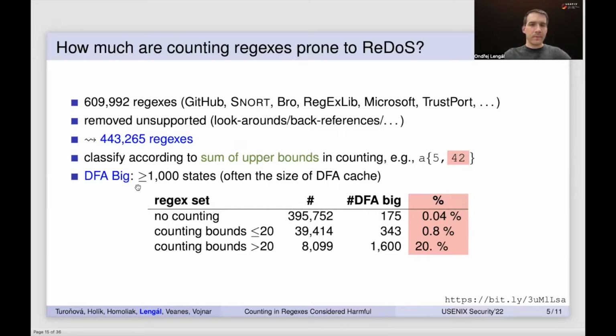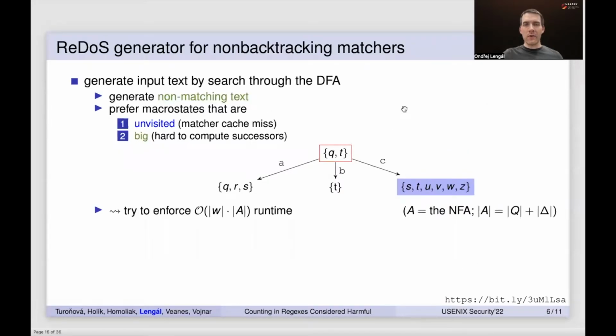We classify the regexes into three sets. Regexes with no counting, where the probability of having a large DFA is very low; with counting bounds less than 20, where the probability is a little bit higher, but still very low; and with the sum of counting bounds over 20, where the probability of having a large DFA is quite high, around 20%. We use this information about the vulnerability of regexes with counting to create a ReDoS generator.